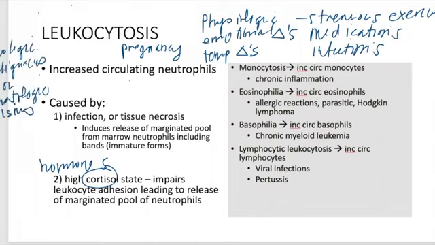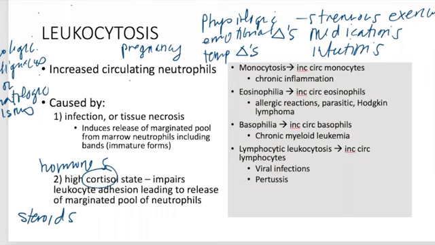The other thing is tissue necrosis. Remember that we get an inflammatory response after we have necrosis. We have something called a marginated pool, and we're going to take a look at this in a few minutes. And that is where marrow neutrophils, including the bands, are kind of stored. What happens is we have increased demand versus supply, and then we get a left shift. So we're going to talk about that in a few minutes here. A high cortisol state, such as either a pathologic condition or the use of steroids, impairs leukocyte adhesion, leading to a reduction of the marginated pool.